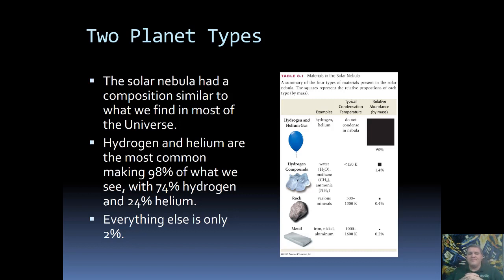so we need to start with composition. The solar nebula, the nebula that eventually formed into the solar system, had the same composition as the rest of the universe. So if you remember previously, this is going to be about 74% hydrogen, 24% helium, and about 2% everything else.